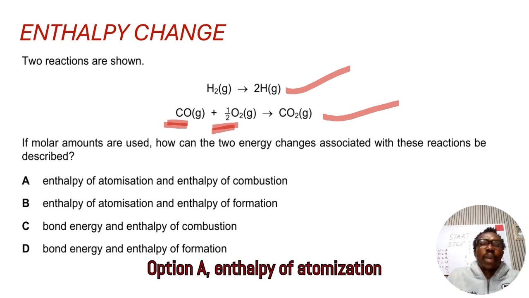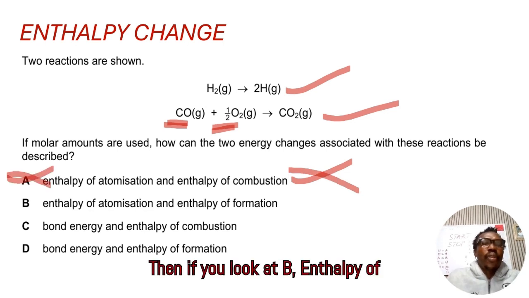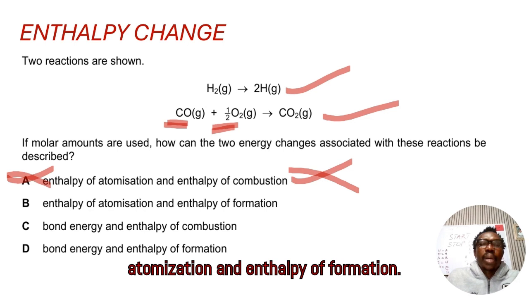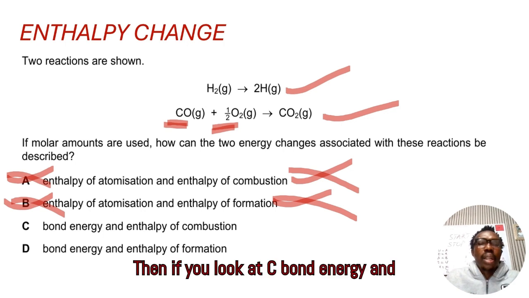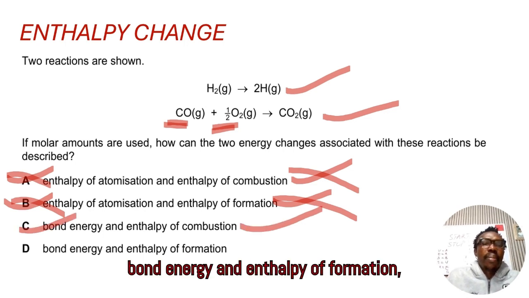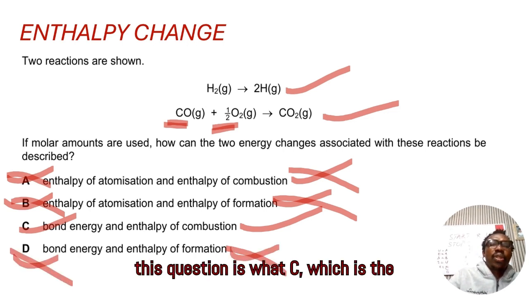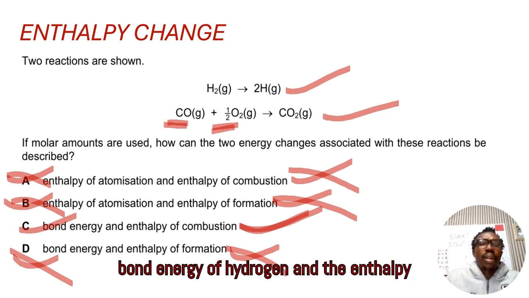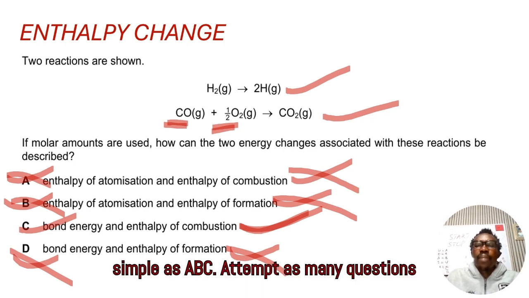Option A, enthalpy of atomization and enthalpy of combustion. No, A is wrong. Then B, enthalpy of atomization, enthalpy of formation. No, B is wrong. Then C, bond energy and enthalpy of combustion. Yes, C is the correct answer. Then D, bond energy and enthalpy of formation. No, D is wrong. So the correct answer is C, which is the bond energy of hydrogen and the enthalpy of combustion of carbon monoxide, CO. So it's as simple as ABC.